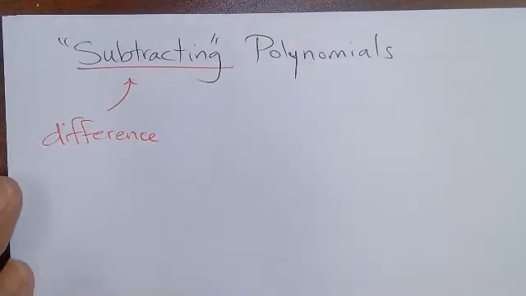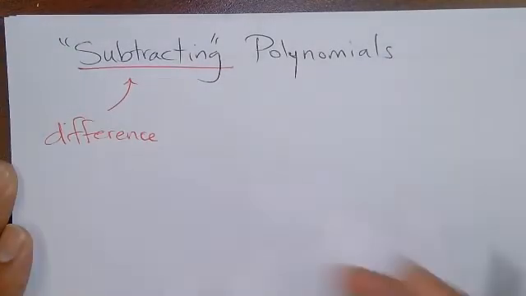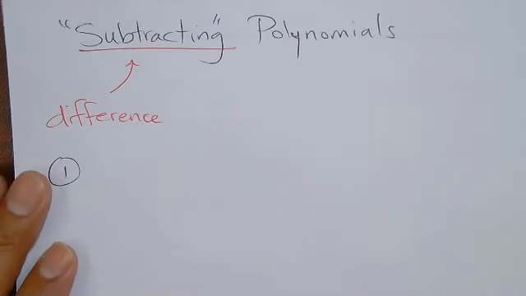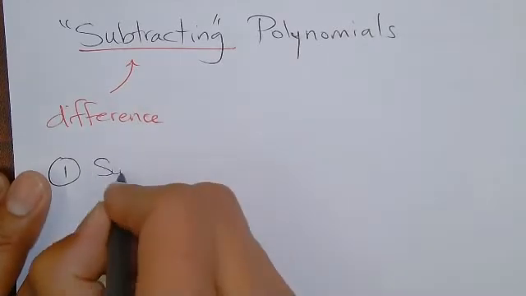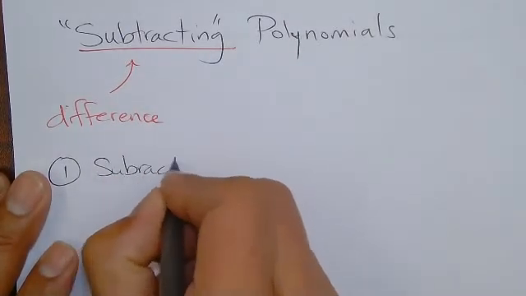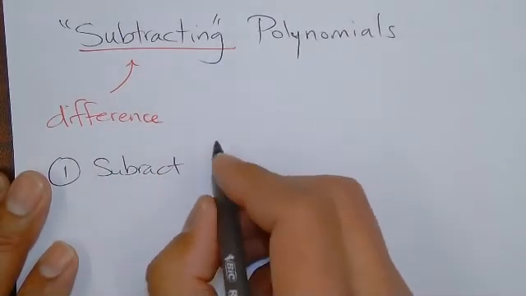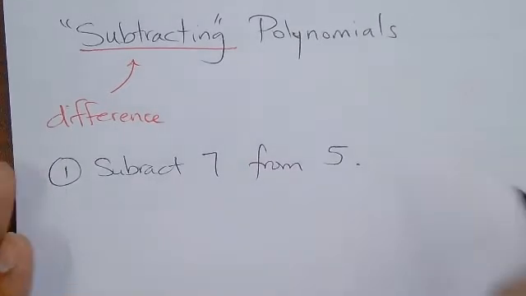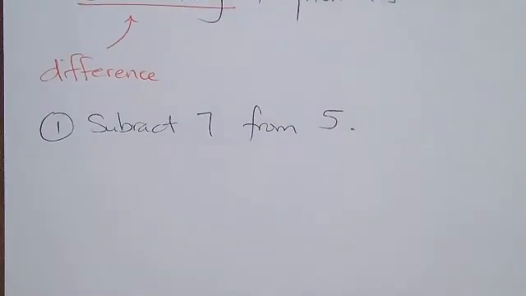I'm going to do a quick one here. I'm not going to say anything. All right, number one. Ready? Subtract 7 from 5. Okay, what's the answer? 2, right? You good? Correct.